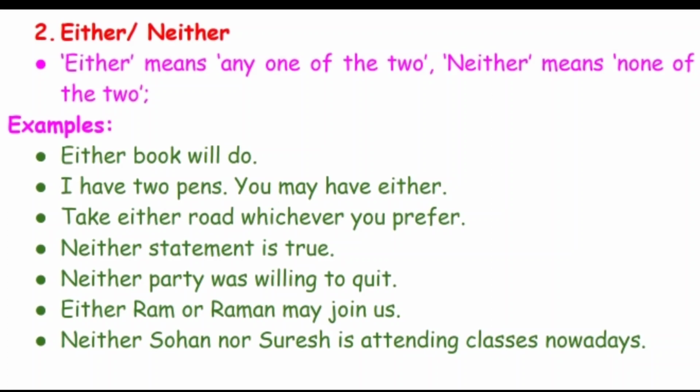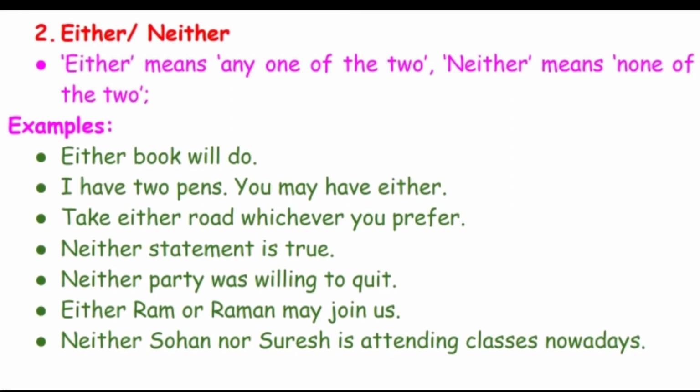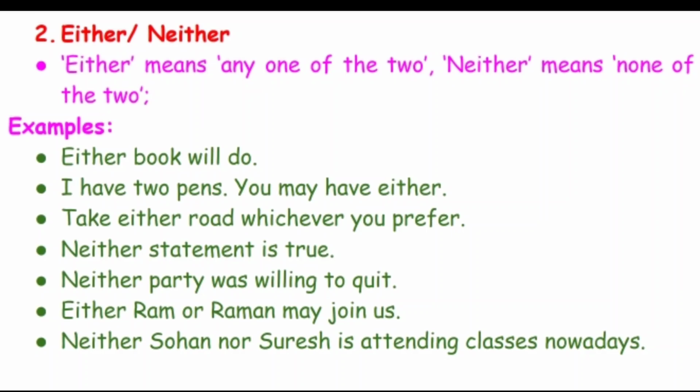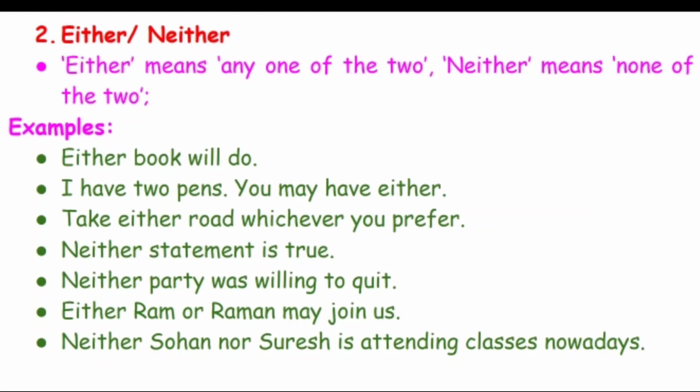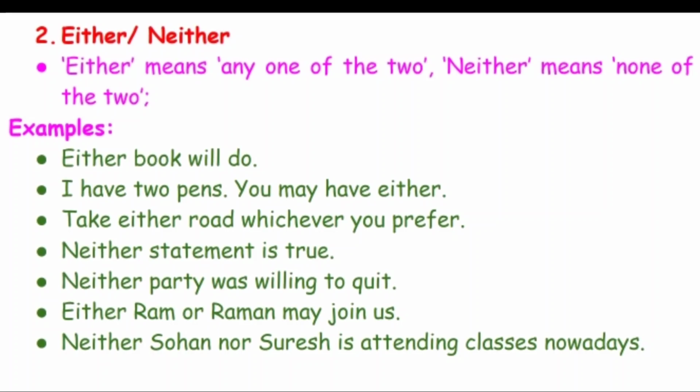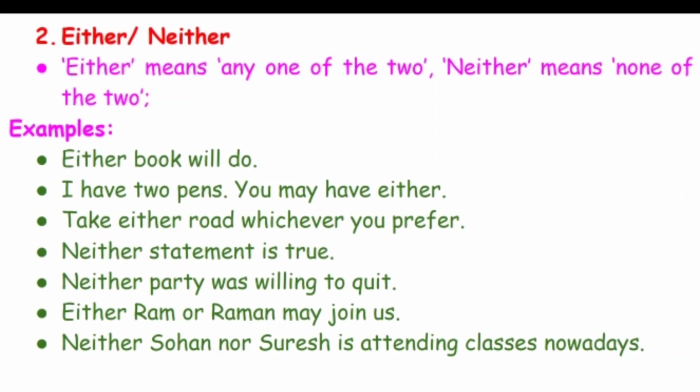For example, either book will do. I have two pens. You may have either. Take either road, whichever you prefer. Either means you have to select any one of the two, not more. Any one of the two, and in the case of neither, it means none of the two.